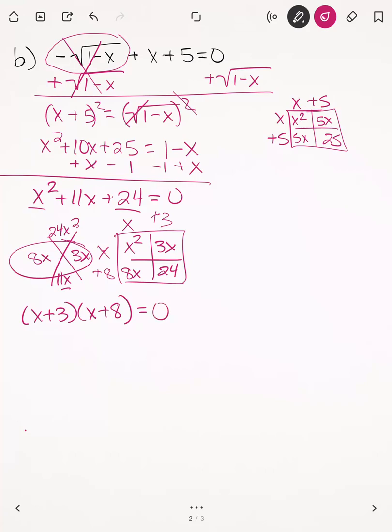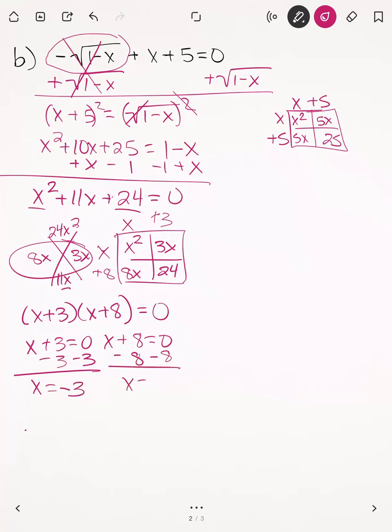Now that I have this, I set each factor equal to 0, and I solve. So here I need to subtract 3 from both sides. I get x equals a negative 3. Here I subtract 8 from both sides. I get x equals a negative 8. But I am not done. Why? Because I need to check my answers. One of these could be that extraneous solution, that extra solution, that fake solution, however you want to talk about it. But we have to check.